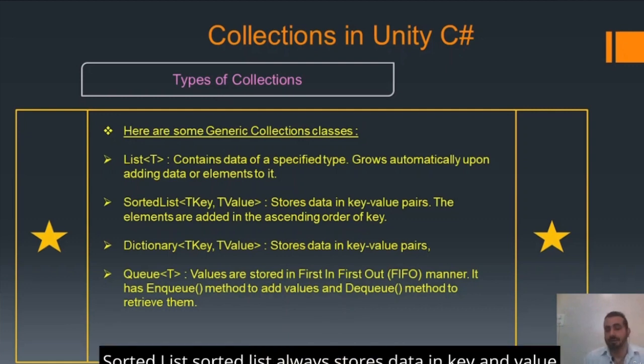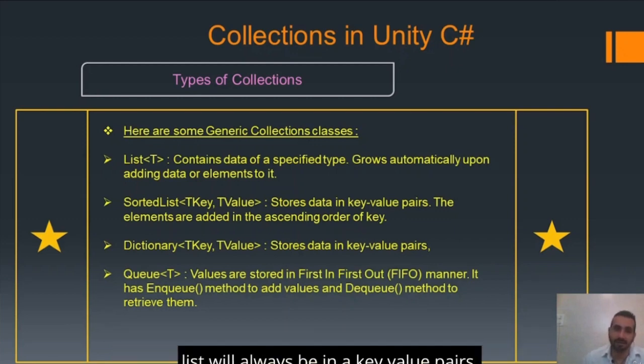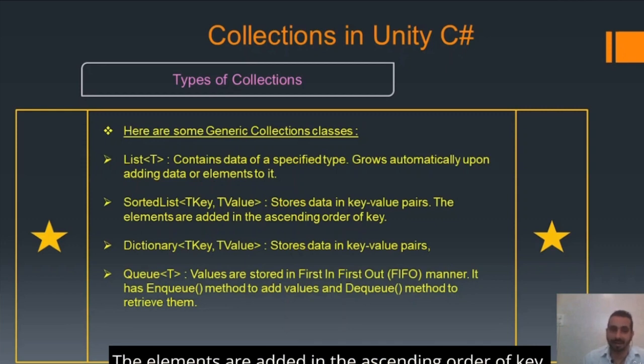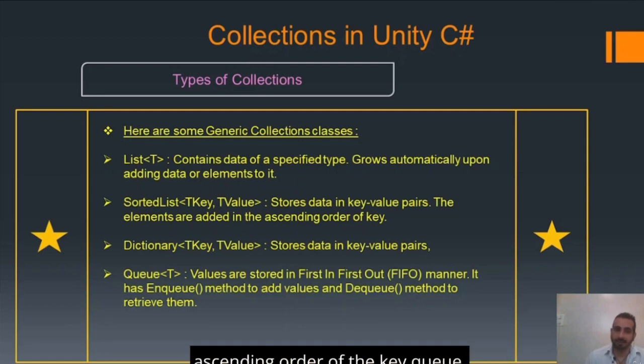Sorted list. A sorted list always stores data in key and value pairs. So the data that will be stored inside the sorted list will always be in key value pairs. The elements are added in the ascending order of key. Dictionary. A dictionary stores data in key value pairs again, but the elements that are added to it won't be in the ascending order of the key.